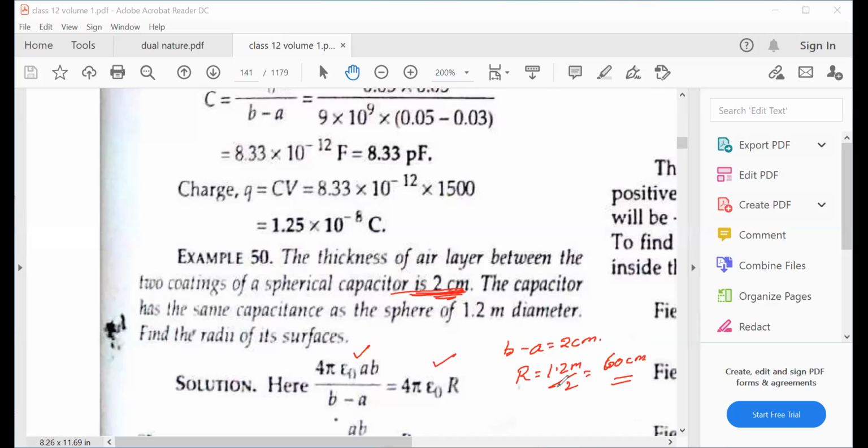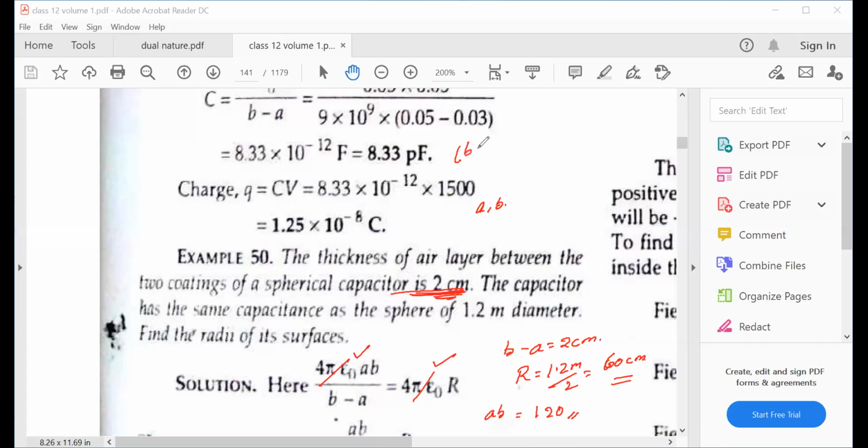So what we need to find is AB, the individual radii. In this relation, AB by 2 is the relation, which is your 1.2 meters. The 4 pi epsilon will get cancelled. So from this relation, we can say AB is equal to 120. And if you want to find the individual values, you can take it down.